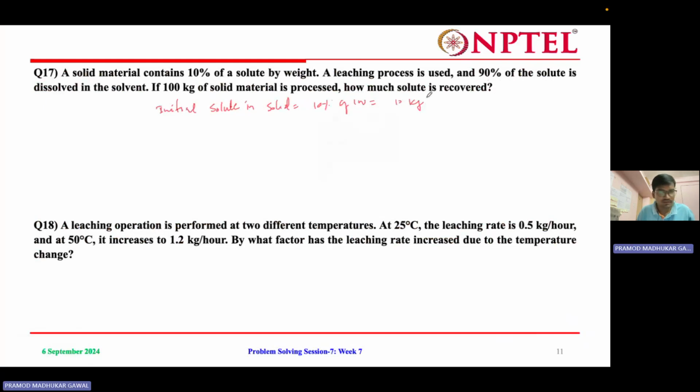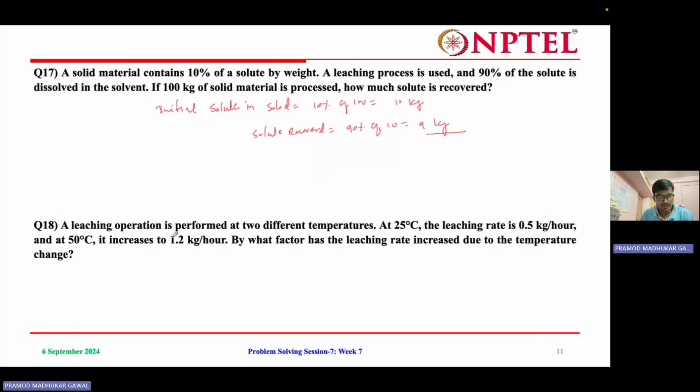Now 90% of the solute is recovered. So the solute recovered is 90% of 10, so 9 kg. So now, 9 kg of solute is recovered.